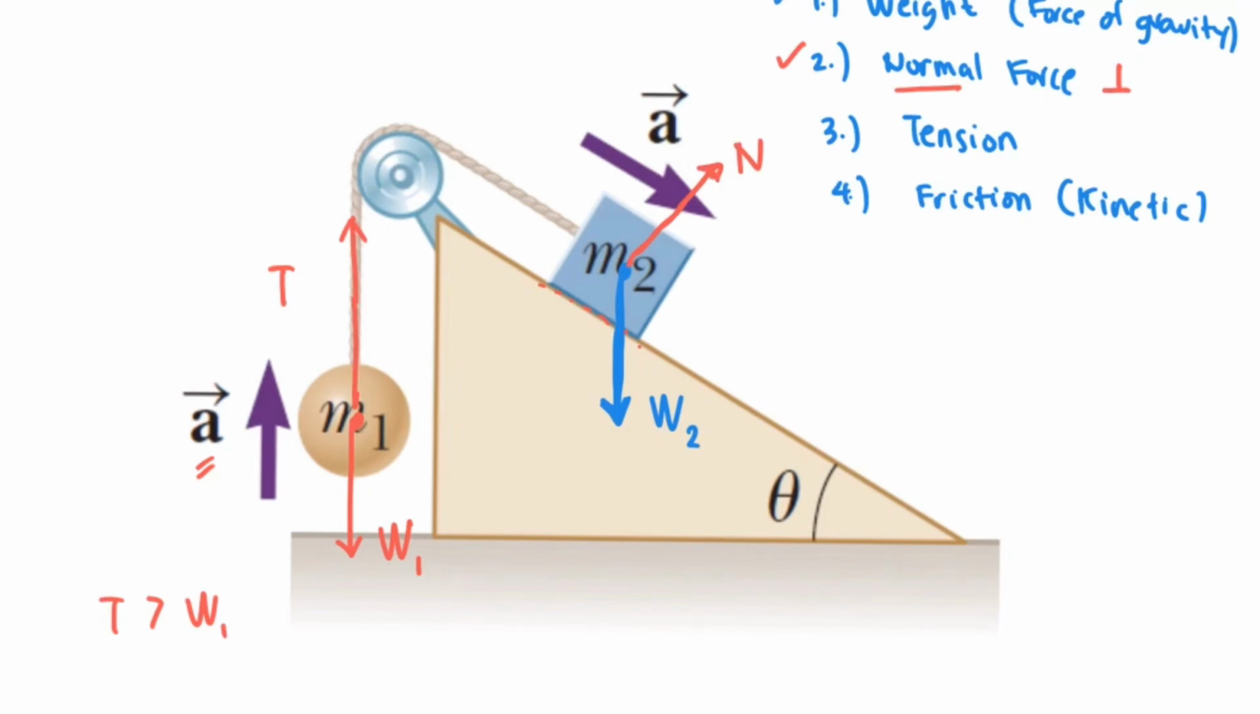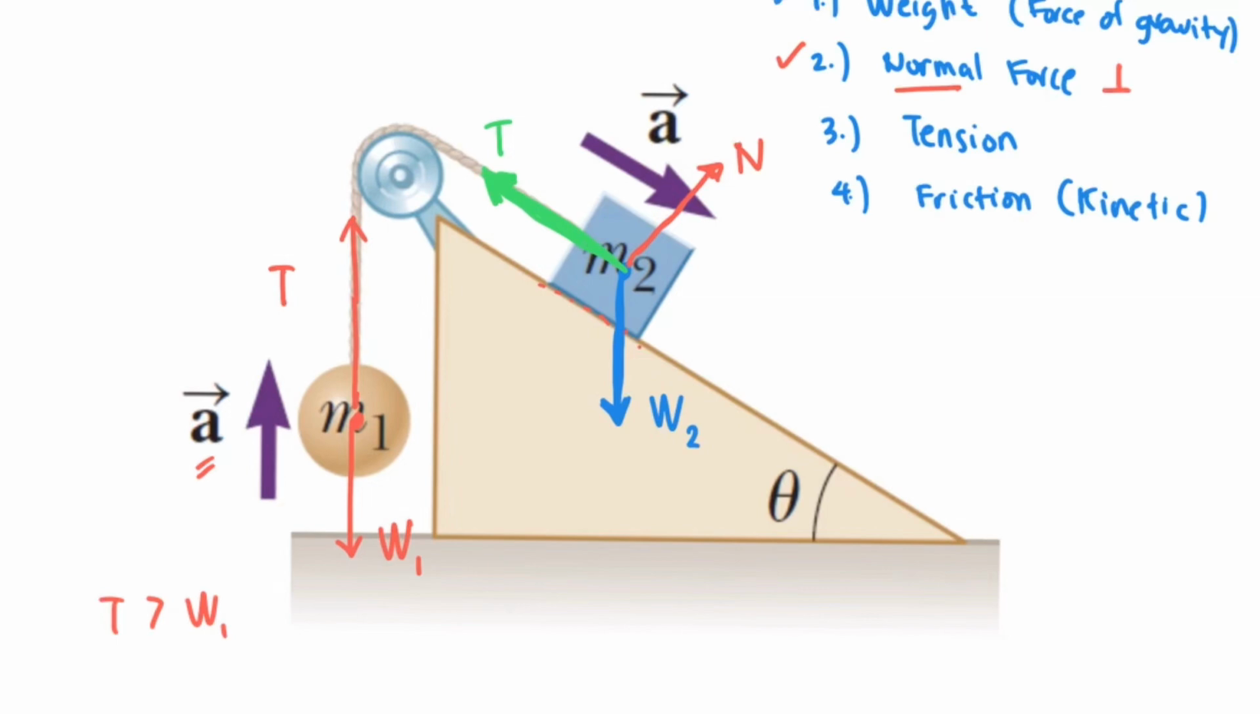Now the next force is tension. So tension would always be drawn along the rope. So we could actually draw it like this. It should be drawn along the rope. Okay, so that is our tension, we'll label it with T.